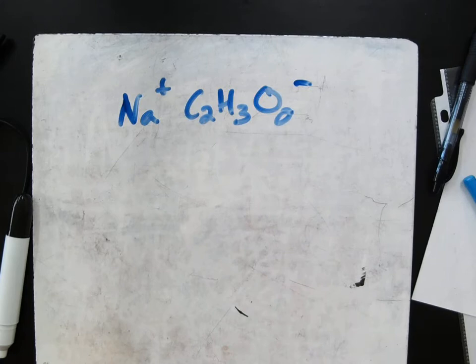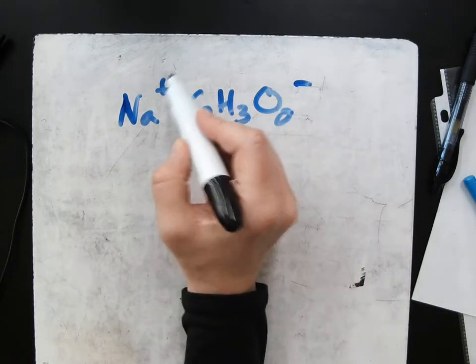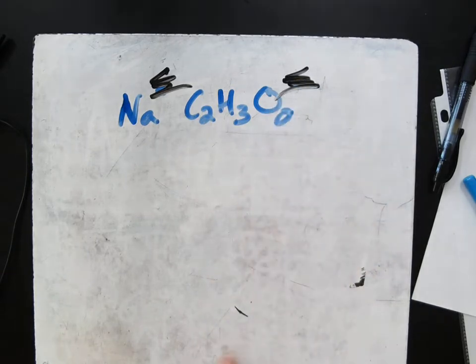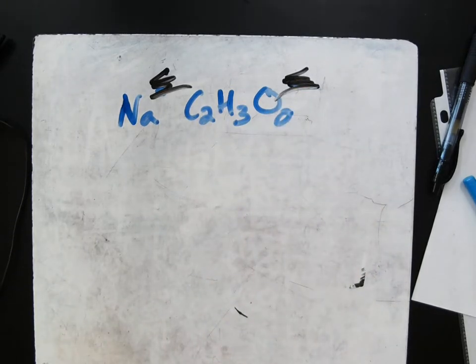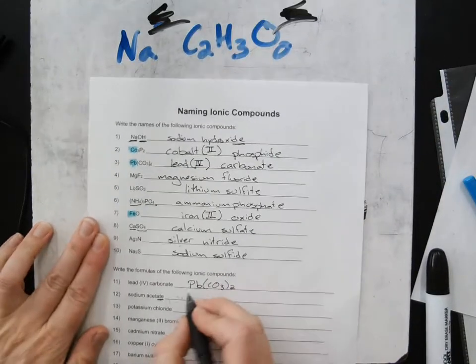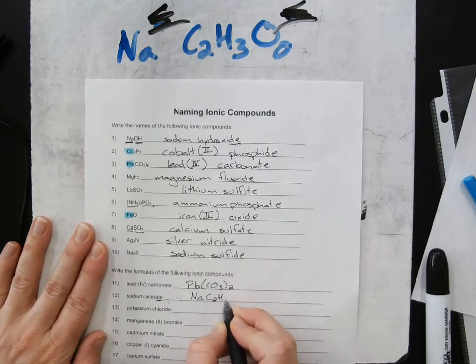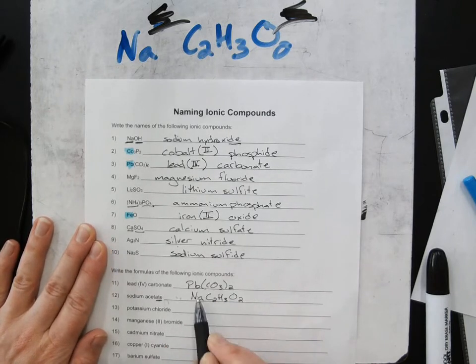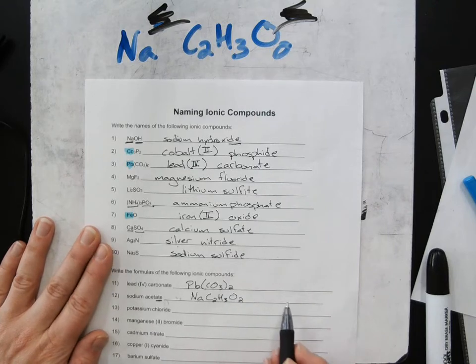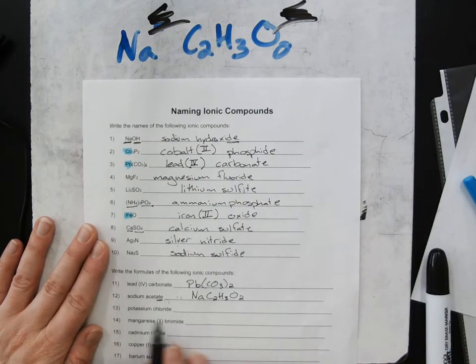I love this situation. I love it when it works out like this, right? +1, -1, just smush them together. It looks much more complicated than it is because I just found acetate on table E and I made sure the charge is canceled.